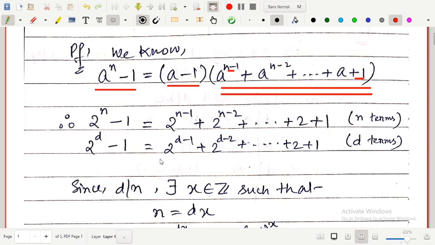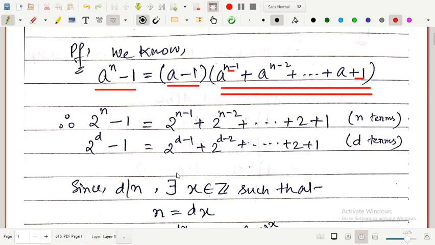Now if we put d in place of n, what do we get? 2 to the power d minus 1 is equal to 2 to the power d minus 1 plus 2 to the power d minus 2 plus ... plus 2 plus 1, and there are a total of d terms, because it starts with d minus 1 and ends with 2 to the power 0. From d minus 1, d minus 2 up to 0, we get d terms.